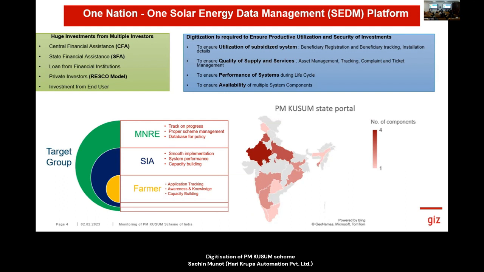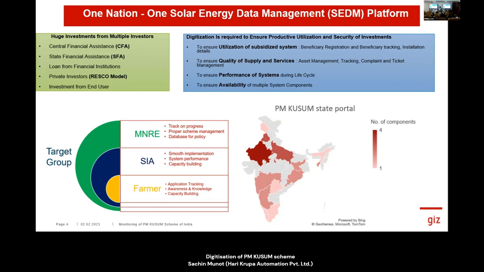Now, what is digitization going to provide? We will be able to derive the utilization of the subsidized system. These are all highly subsidized, as you know. Then quality of supply. Multiple empaneled agencies and multiple manufacturers are going to supply their material in the scheme, so we have to ensure the quality of supply and services. This platform is going to help in monitoring the quality of supply.